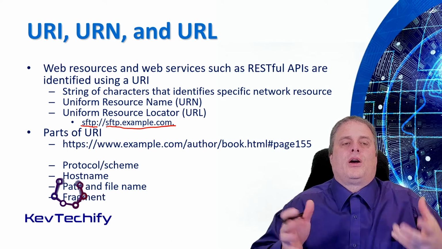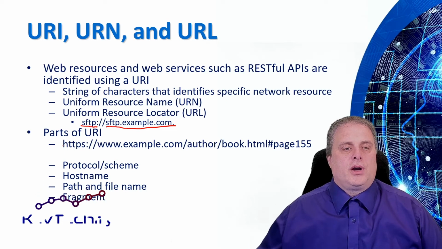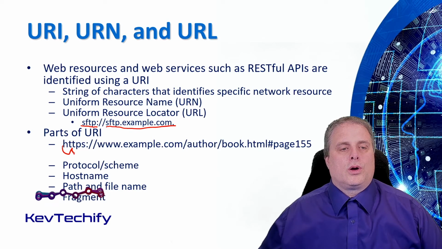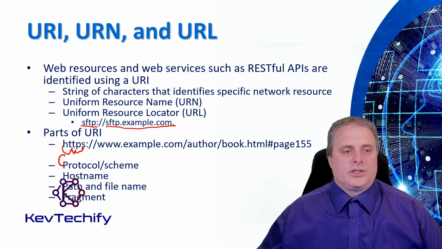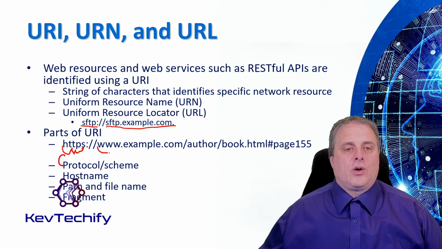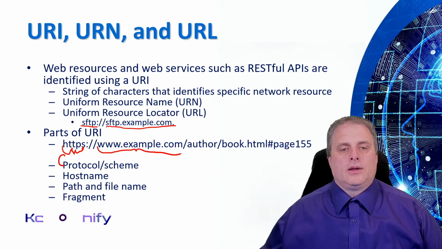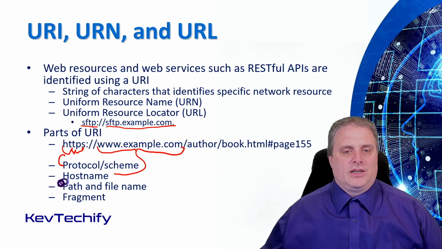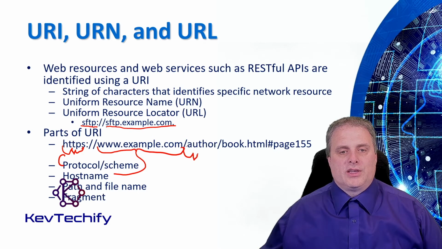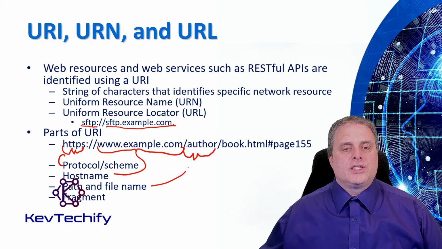There are several parts to the URI. The first part here is the protocol or scheme. Tells you what we're looking at. Are we doing HTTP, HTTPS, FTP? What are we doing here? Then we have our host name. This will get us across the internet. Then we have the path. That would be this part right here. Once we get to this resource on the internet, where is it located?